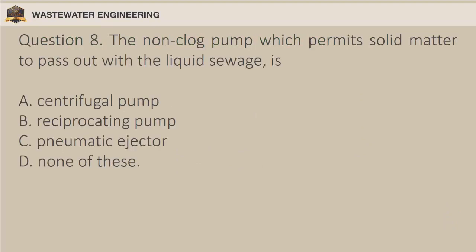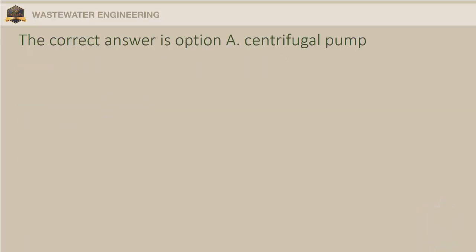Question 8. The non-clog pump which permits solid matter to pass out with the liquid sewage is A. Centrifugal pump. B. Reciprocating pump. C. Pneumatic ejector. D. None of these. The correct answer is option A.